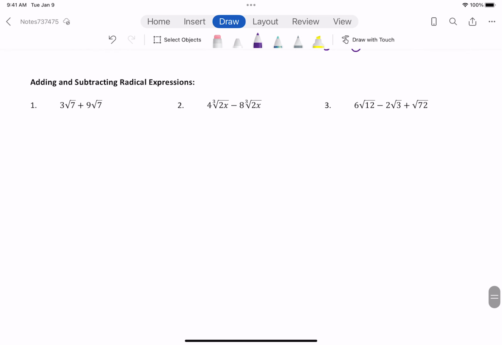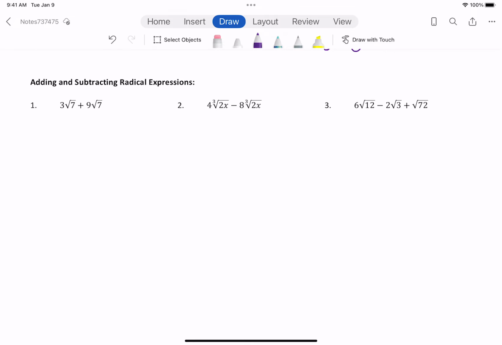Thankfully, I think that's about the worst of this. This next thing that we look at isn't so bad: adding and subtracting radical expressions. These work a lot like collecting like terms when we have polynomials. As long as we have radicals that have the same thing underneath, we treat them like like terms.